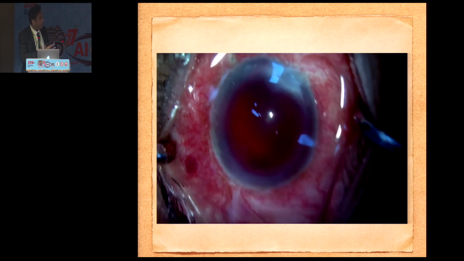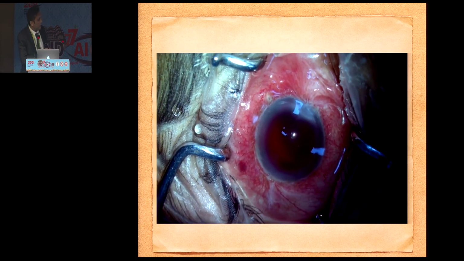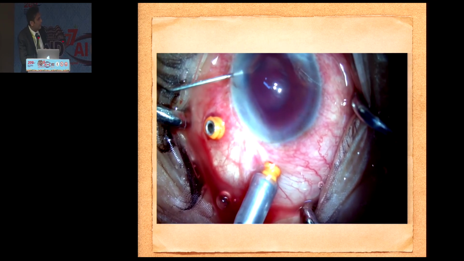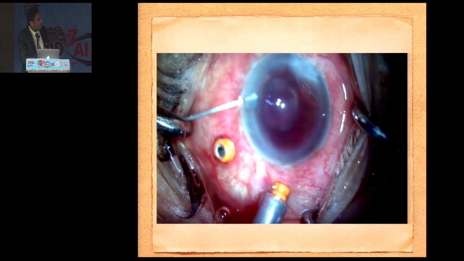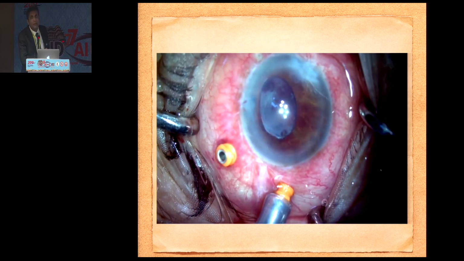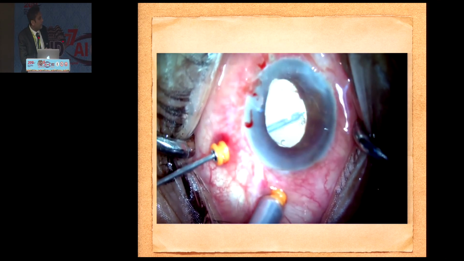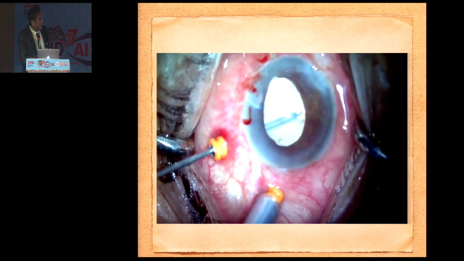This is NVI, and we just had to drain the hyphema in this case, inject intracameral bevacizumab, and fortunately for us, the posterior pole was good, and the patient had mild vitreous hemorrhage. And this was because of the NVA and the NVI. The patient did fine in the post-op period.